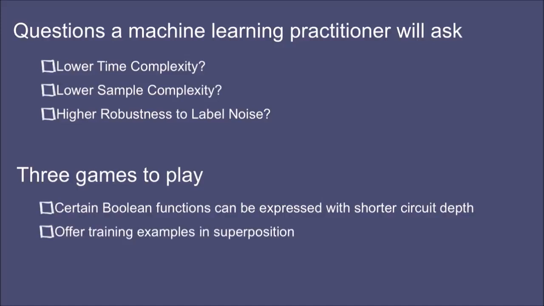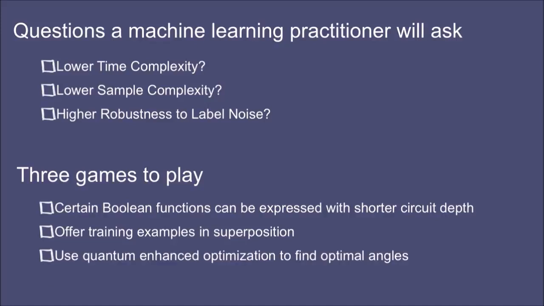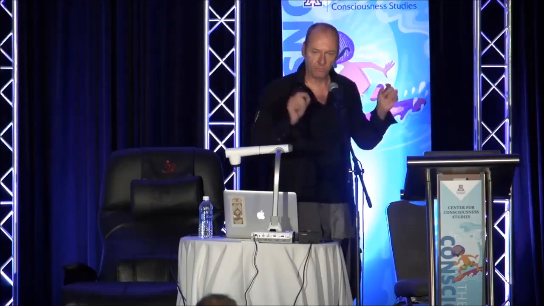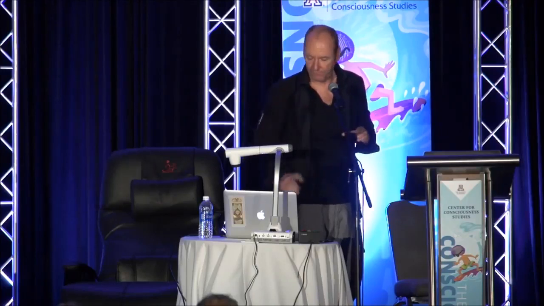You can also do things that have no classical analog. I can present multiple examples at the same time in quantum superposition. So what does that do? And finally, the outer loop of this algorithm, which means to set your angles in your gates, the free parameters you have for each gate, you could use quantum enhanced optimization to achieve this learning task.